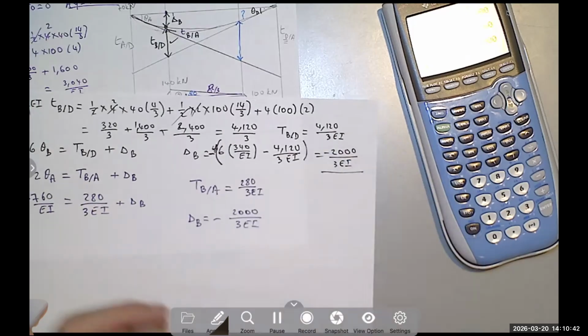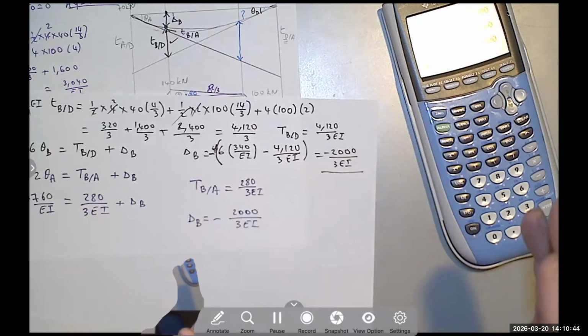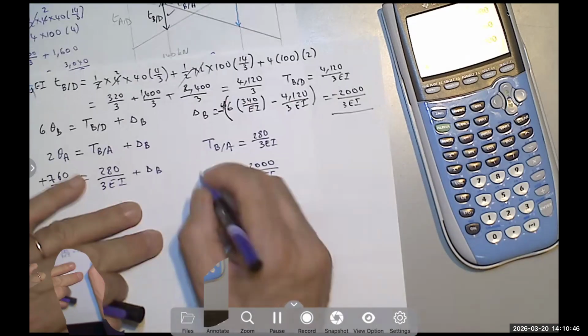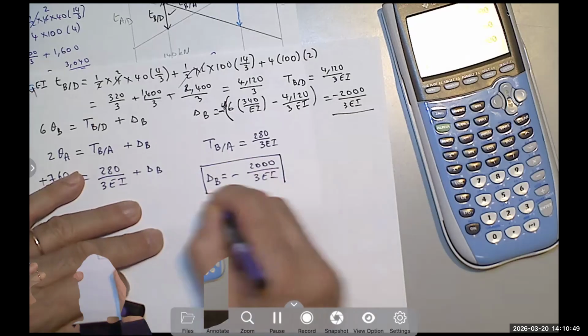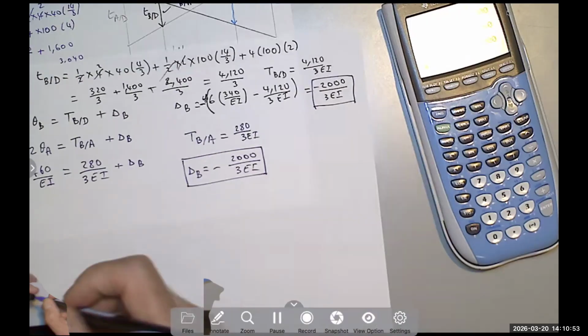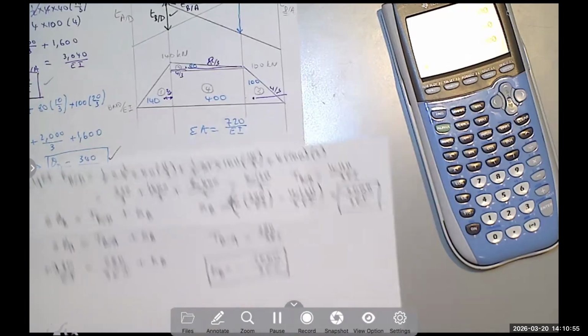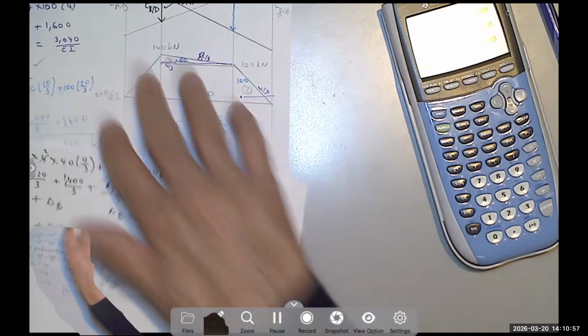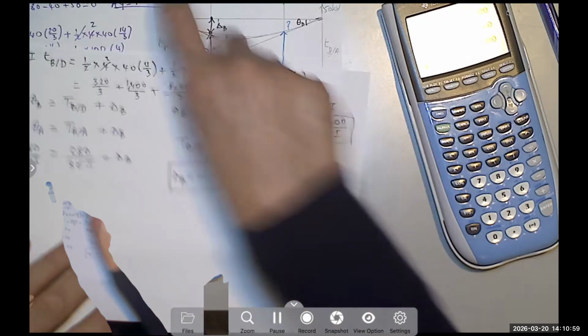And basically, I think that's it, right? There is nothing else. We found the deflection at B in 2 different ways, and both of them give me the same result. And basically, we found theta sub A and theta sub D.